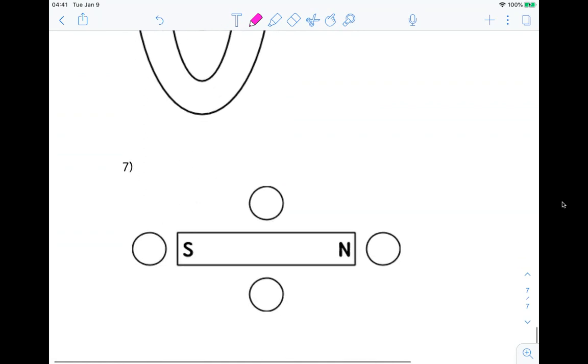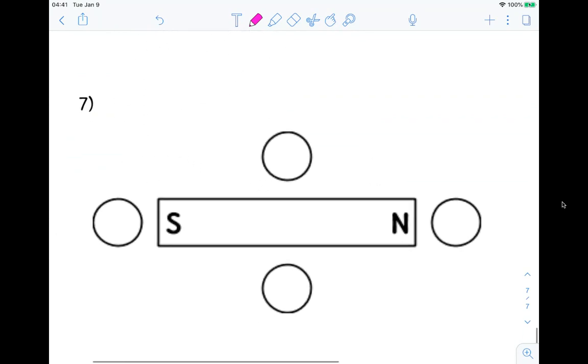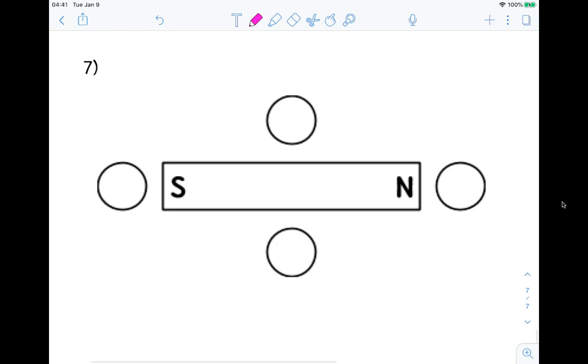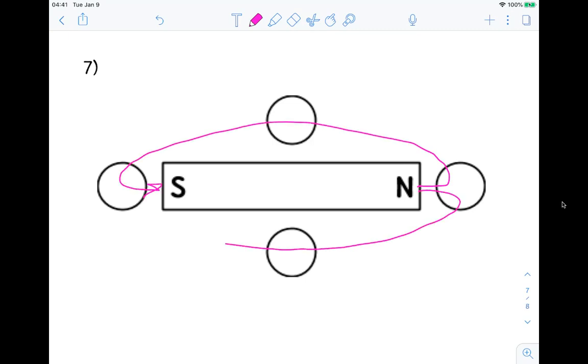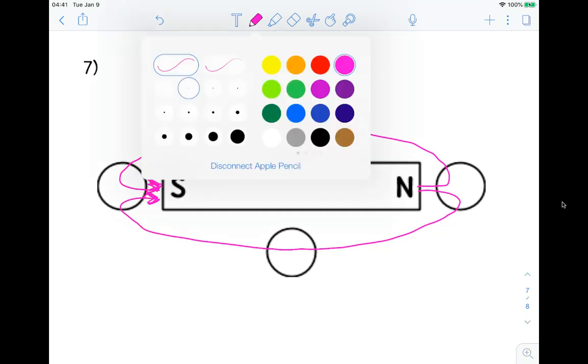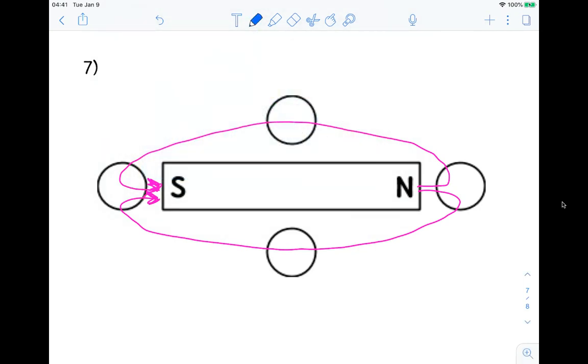If we look at, let's say, number 7, again, the easiest way to do this is to just consider what your field looks like. So you're literally going from your north to your south, with here's your arrows here. And all you need to do is draw in exactly what you see. So as I look at this circle on the right, my field is going away from my north. So it looks like this. As you look at the one on the left, it's going into the south.